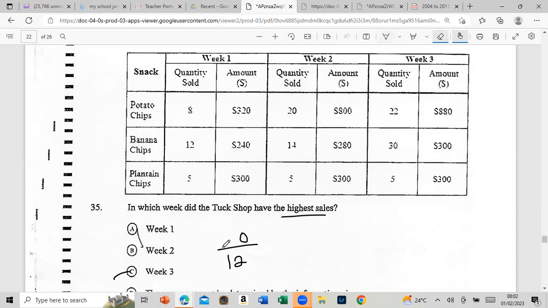Alright, so basically it's $20. Let us check how much for the banana chips in week 3. So these are banana chips. 30 was sold. But yeah, banana chips. We're not gonna go further, guys. It's after the banana chips.